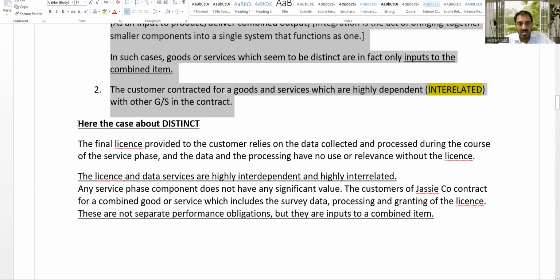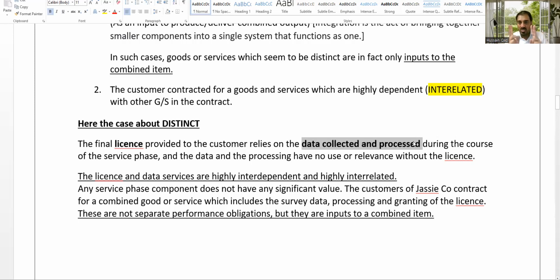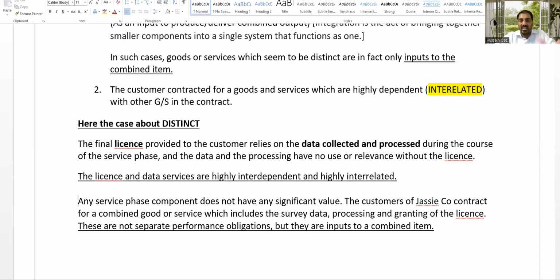Then you will apply the case. Here the case is about the license provided to the customer, which relies on data collected and processed. So two things: the license, and the data collected during the course of the service phase. The data and processing have no use or relevance without the license. That means they are interrelated or integrated. So the license and data services are highly interdependent. Any service phase component does not have significant value on its own.